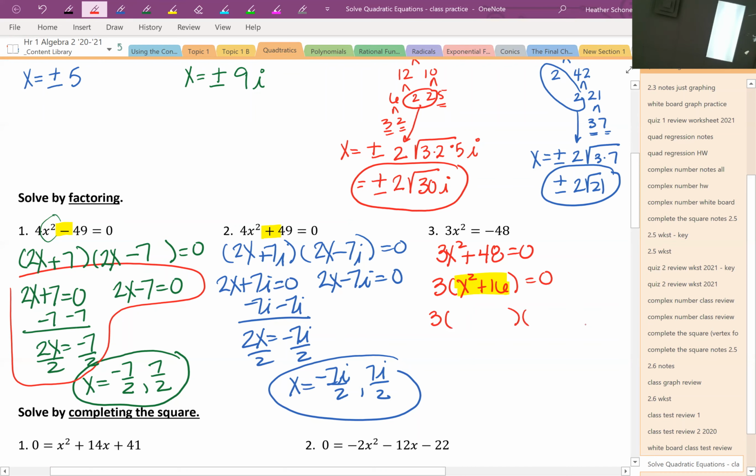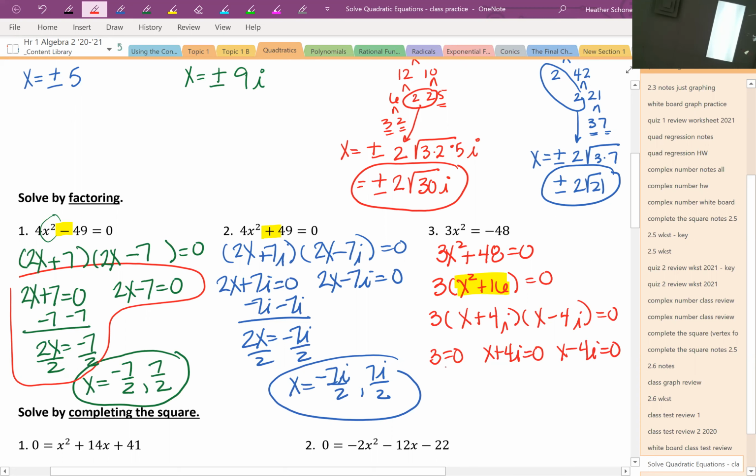So now the square root of x squared is x. The square root of 16 is 4. One is a plus, and one is a minus. But I'm factoring the sum of squares, so I have to add an i. Now, technically, I have 3 equals 0, x plus 4i equals 0, and x minus 4i equals 0.